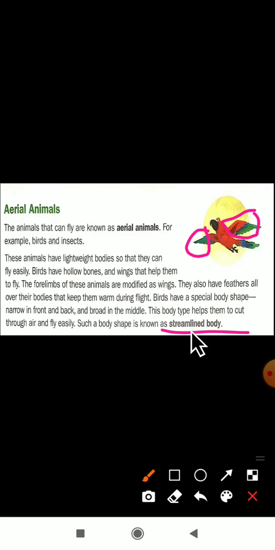Okay, penguin is one kind of bird, but its body weight is very much. So penguin cannot fly because of its heavy body weight. If the bird's body weight is very light, then the birds will fly.